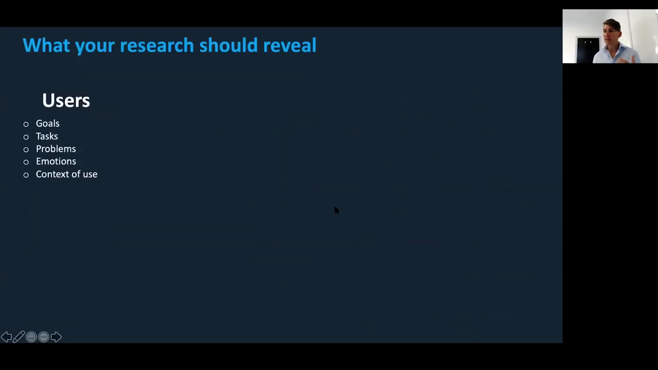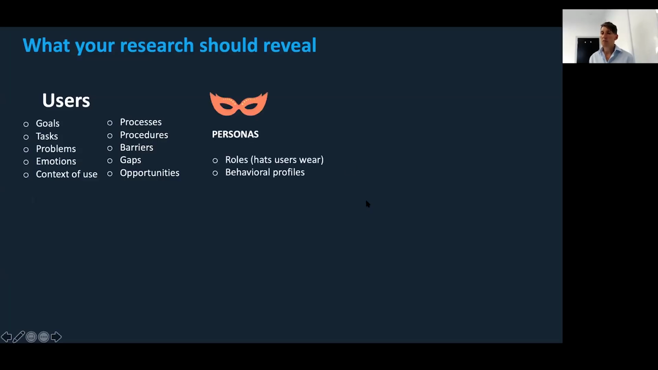And this is what your research should show you: user goals, user tasks, what they're doing, what problems they're trying to solve, emotions, the happy, sad, context, where it is happening, processes and procedures, broken stuff, gaps and barriers, opportunities. It should show you personas. The way that we use personas at Experience Dynamics is, you think of it like a hat, a problem the user's trying to solve, not so much the way a marketing persona is, which is like a demographic, a snapshot of the customer with a name, but these are behavioral profiles.